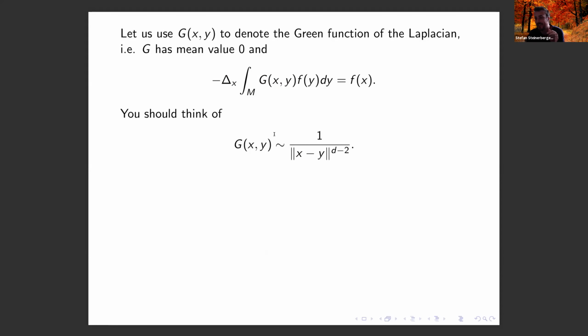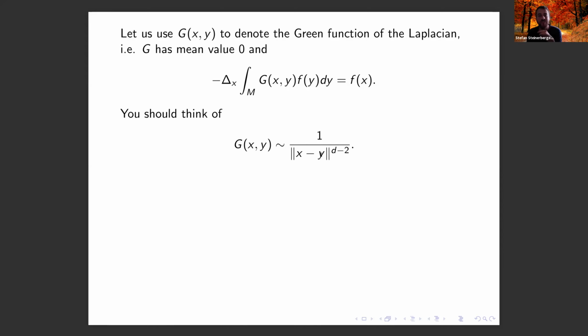It's roughly this, okay? So it's not exactly true, and the Green's function does depend on the manifold that you're at, but roughly it behaves like this object. This is the asymptotic: it blows up when X and Y get close together. Maybe with a different constant, but asymptotically it blows up like this. And otherwise it decays when X and Y go apart.